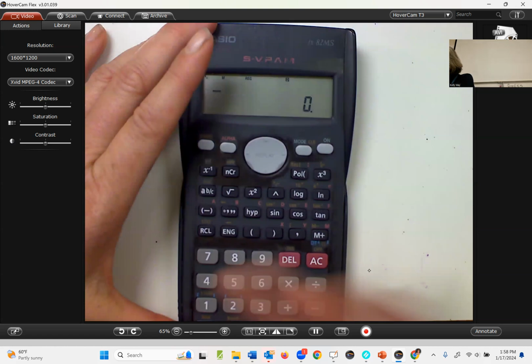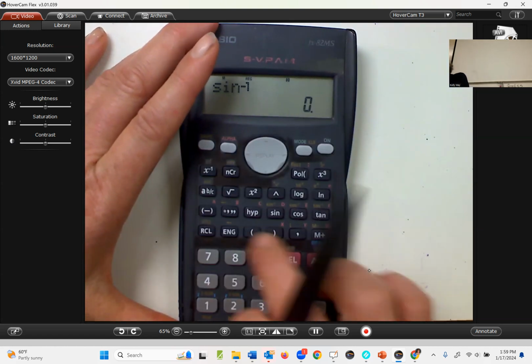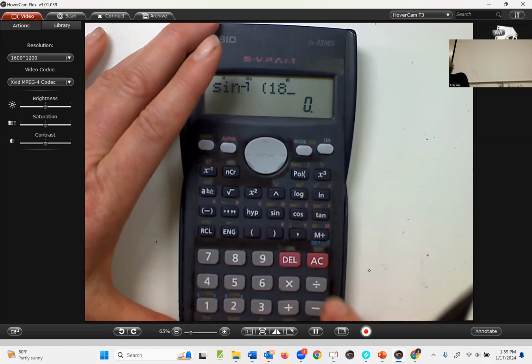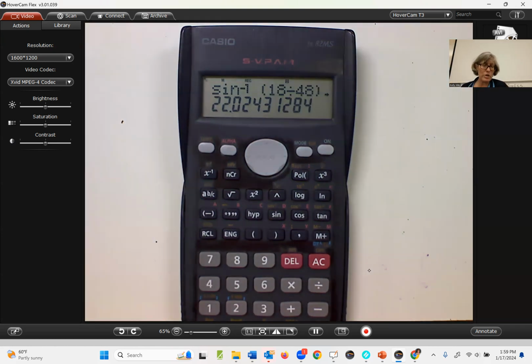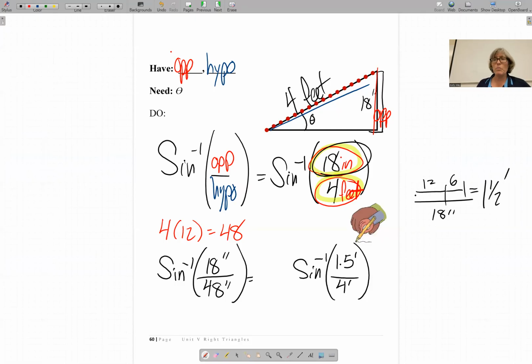The other one, just so you can see that they both work, shift sine, and that was going to be 18 inches divided by 48 inches. Shift sine, again, 22 degrees, which technically would make this ramp illegal because you shouldn't be more than approximately 7 degrees max, 7 to 10 degrees max for a wheelchair ramp. That's if someone's pushing. If you have to do it under your own power, it should only be about 5 degrees. So 22 degrees. Watch out for units.